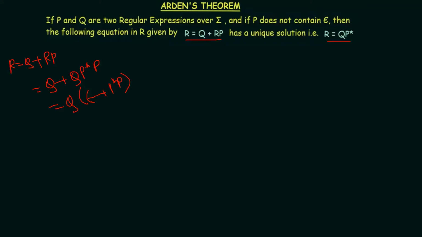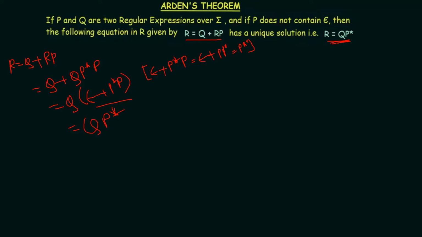Now, if you look at the previous slide or go a few minutes back into the video, you will see that this particular thing, epsilon plus P star P, is equal to epsilon plus P star, which is equal to P star. There is one identity like this. You can check in the identity slide. So I can write directly here, this is the QP star. Okay, so this is what I am getting ultimately.